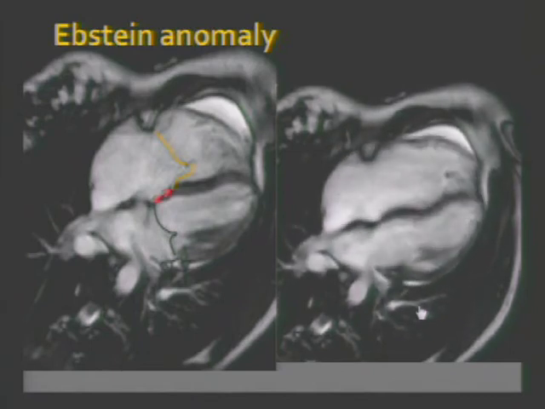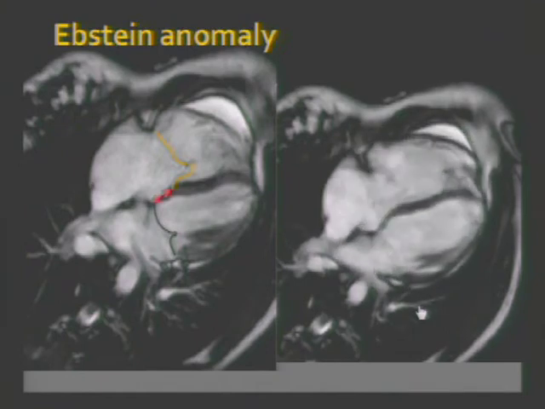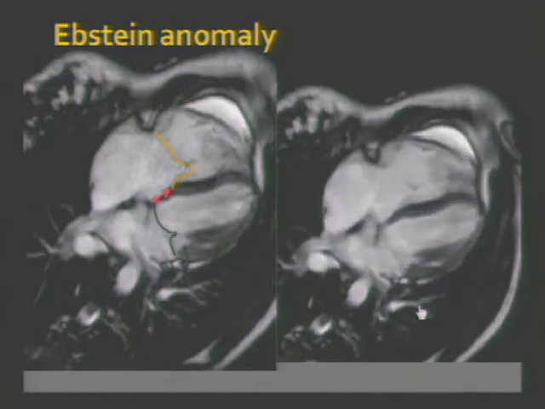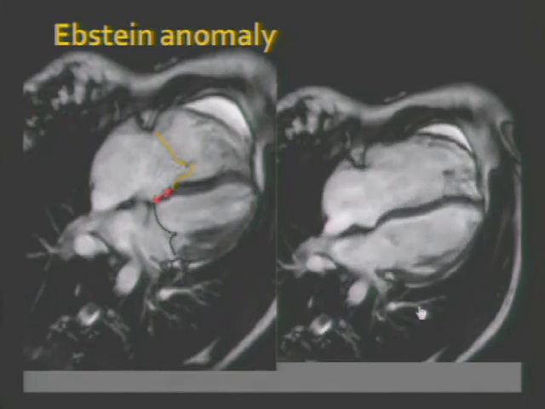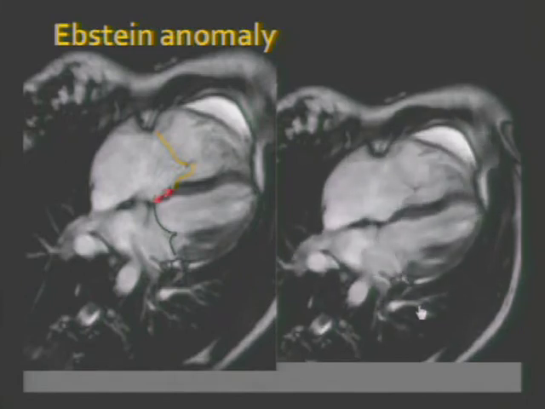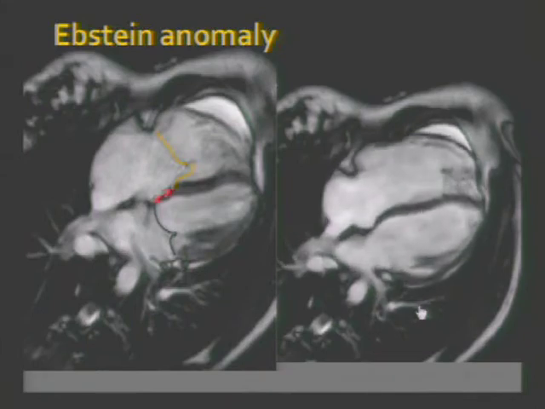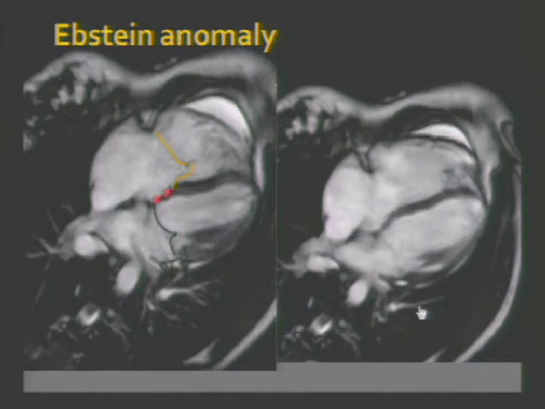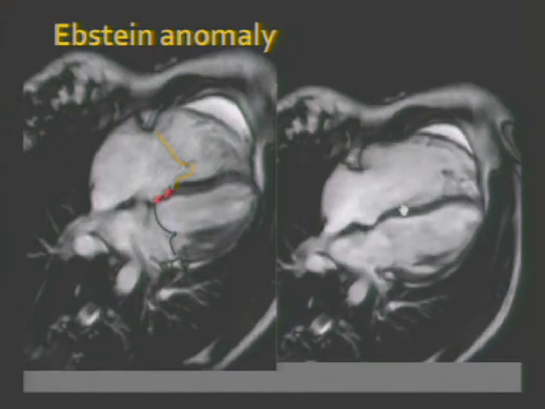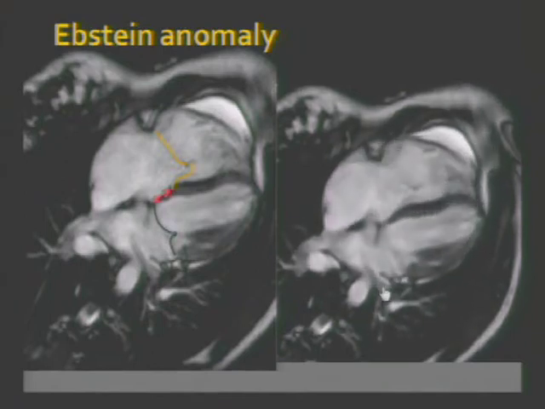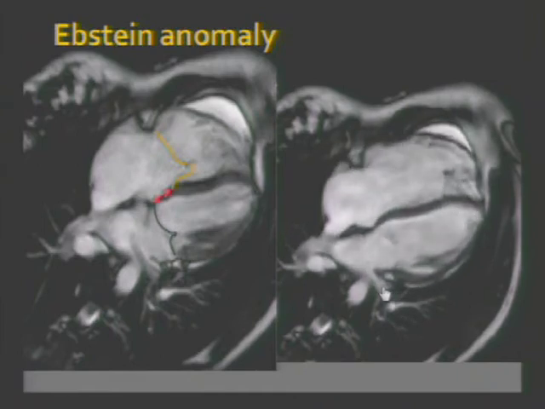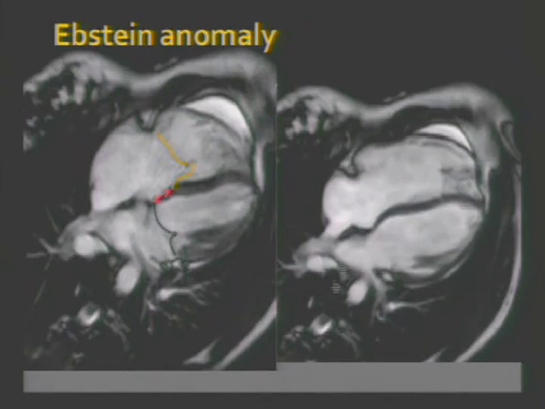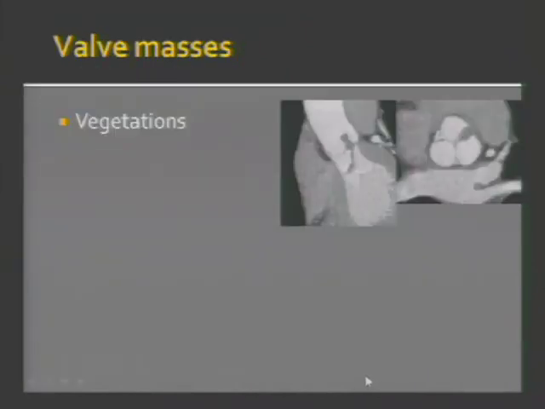Now, a word of caution here, though. You have to remember that the septal leaflet of the tricuspid valve is normally slightly apically displaced relative to the mitral valve. But if the displacement is greater than 1 centimeter, in this case it's obviously a big displacement, then that goes with Ebstein malformation. And you can see because of this significant displacement of the septal leaflet, a portion of the ventricle becomes atrialized. Now we'll talk about valve masses.